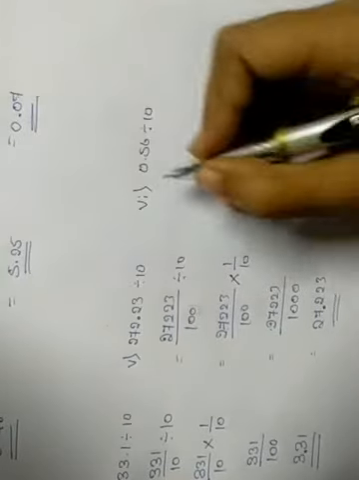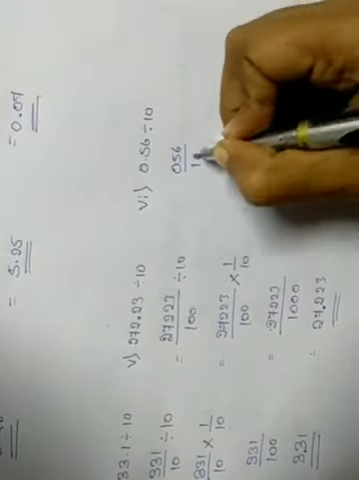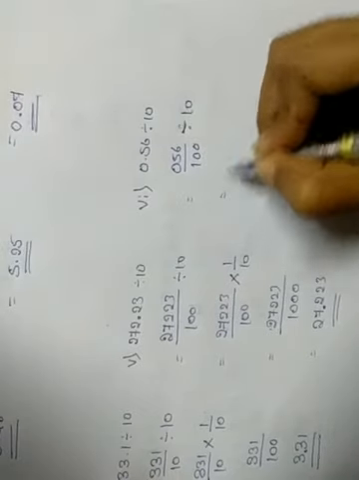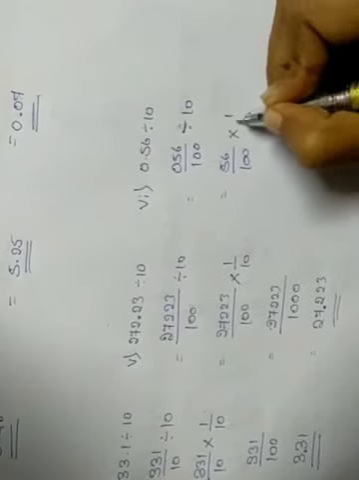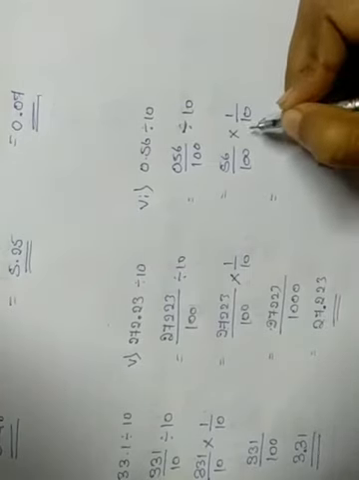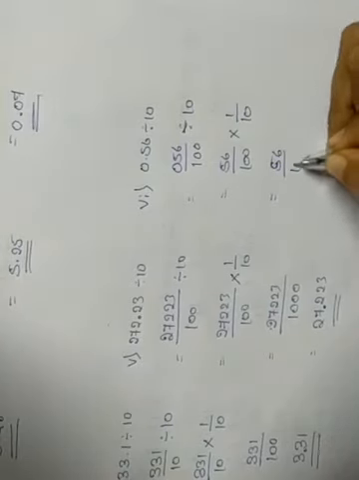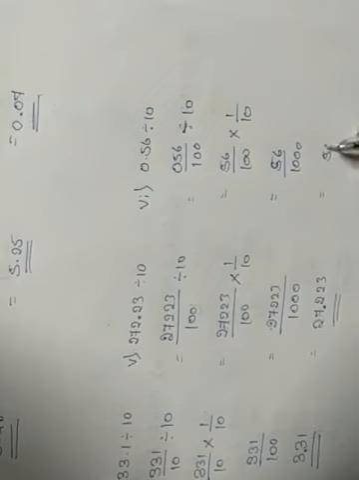Now sixth one, 56 divided by 100, division symbol 10 as it is. 56 divided by 100, change the symbol to multiplication, reciprocal of 10. Now 56 ones are 56, 100 into 10, 1000. So we need to give the decimal point after 3 digits, but we have only 2 digits, right? So I will give one extra and I will give the decimal point. This is the answer.